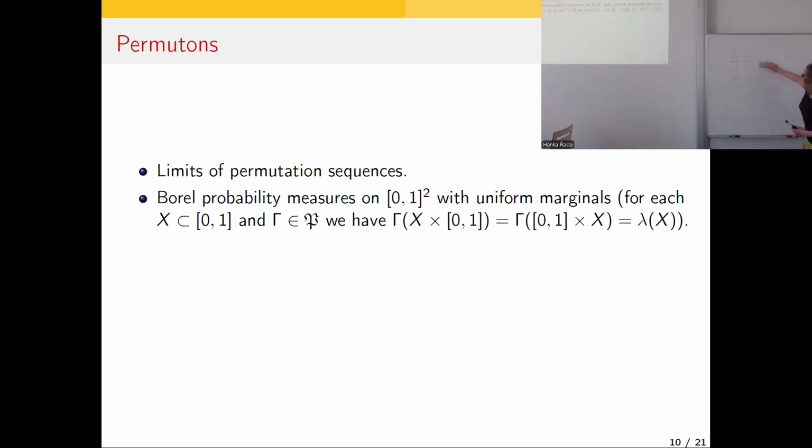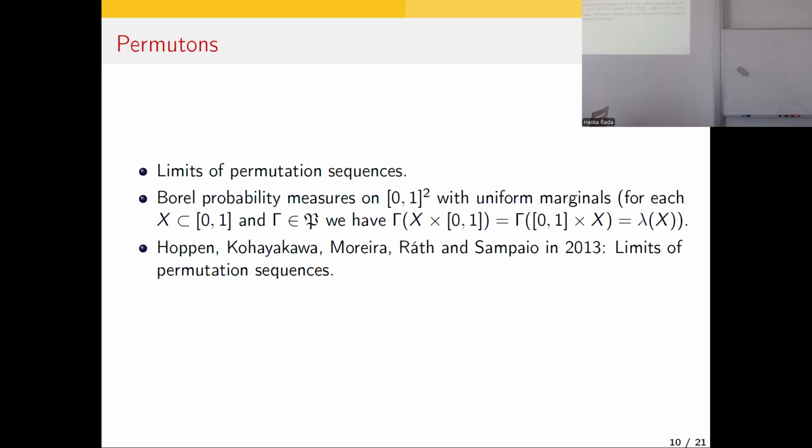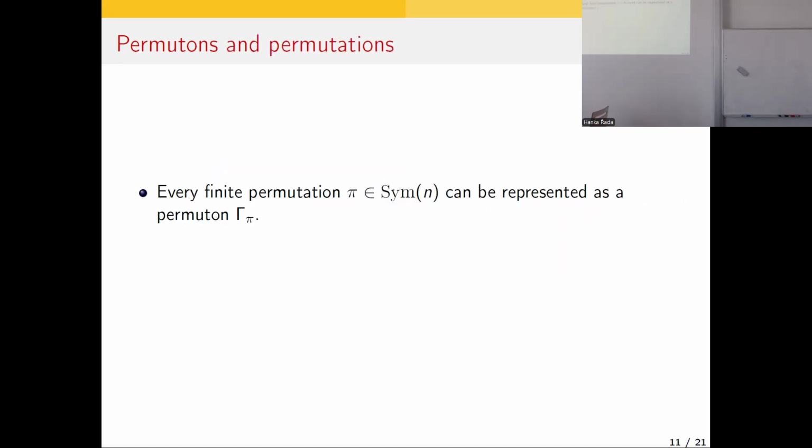Okay. So these are permutons, and they were first introduced by these guys 13 years ago. And we denote the set of permutons with this symbol. So how do permutations and permutons connect? It's in the way that every permutation can be represented as a permuton. How do we do it? Okay, so imagine that we have here some permutation.